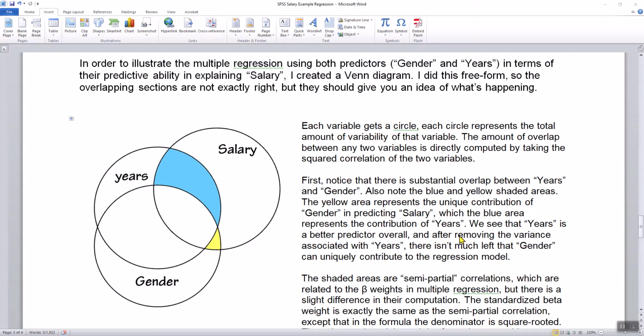If you don't recall variance, the actual computation for variance is the sum of squares, the sum of x minus the mean of x squared, divided by n minus 1. So this is essentially all of the variance associated with salary. This is all of the variance associated with years, and this one is all of the variance associated with gender.